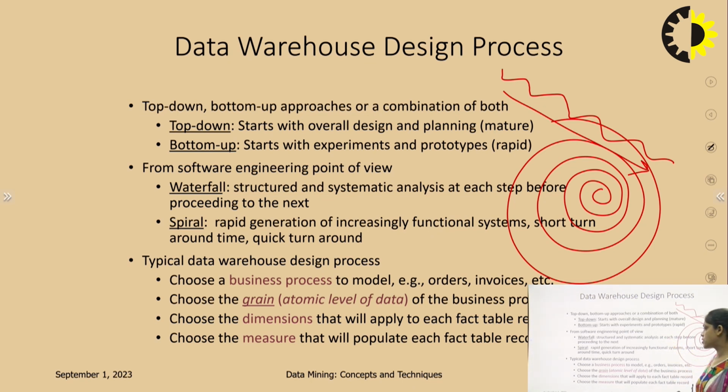Typical data warehouse design processes are there. We need to choose a business process, then we need to choose an atomic level of data, that is grain, or dimensions we need to choose, and measure we need to choose.